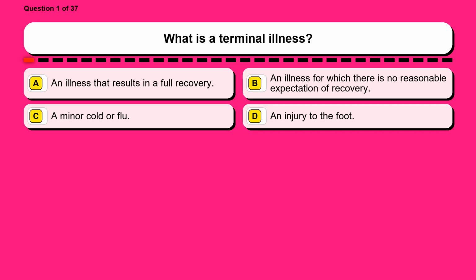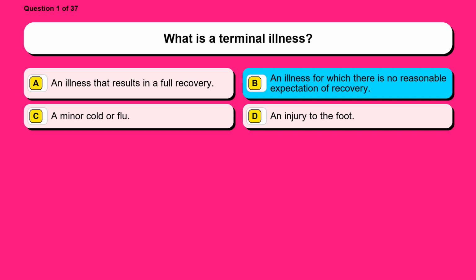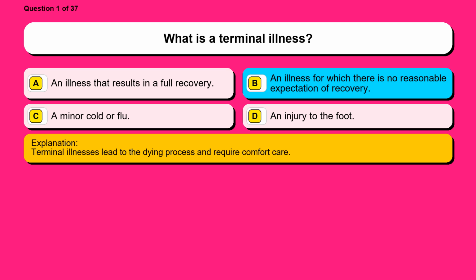Question 1. What is a terminal illness? Option A. An illness that results in a full recovery. Option B. An illness for which there is no reasonable expectation of recovery. Option C. A minor cold or flu. Option D. An injury to the foot. The correct answer is option B. An illness for which there is no reasonable expectation of recovery. Terminal illnesses lead to the dying process and require comfort care.